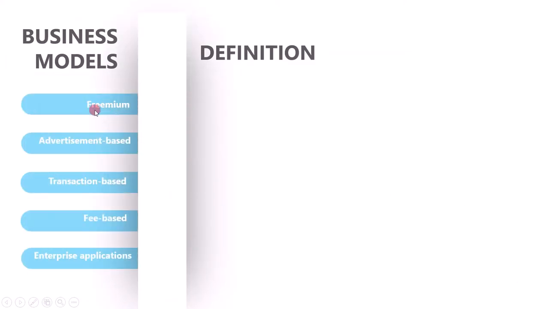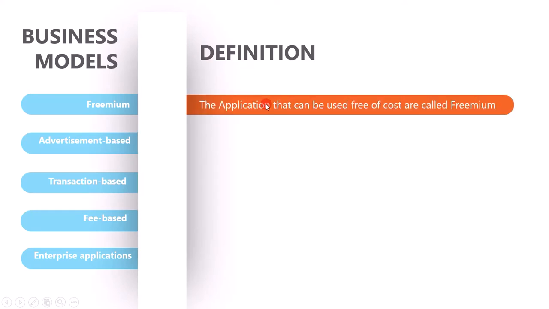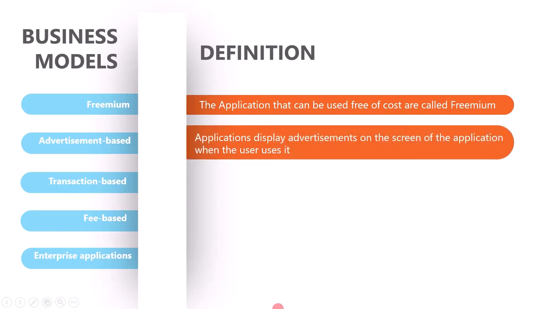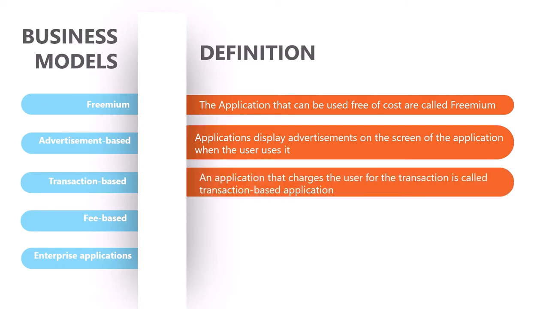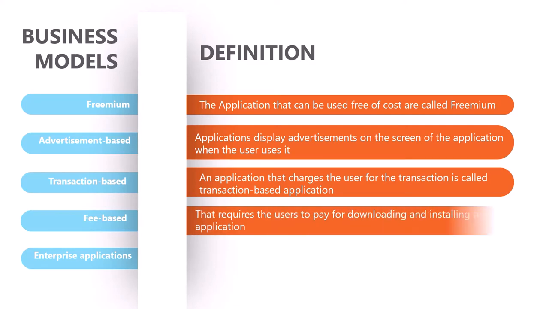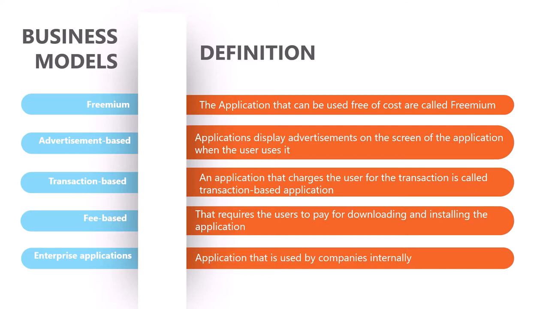Now let's summarize the points we discovered until now. These are the models we covered: freemium, advertisement-based, transaction-based, fee-based, and enterprise applications. An application that can be used free of cost is called freemium. Advertisement-based applications display advertisements on the screen of the application when the user uses it. An application that charges the user for the transaction is called a transaction-based application. Fee-based applications are applications that require the users to pay for downloading and installing the application. Free and enterprise applications are applications that are used by companies internally.